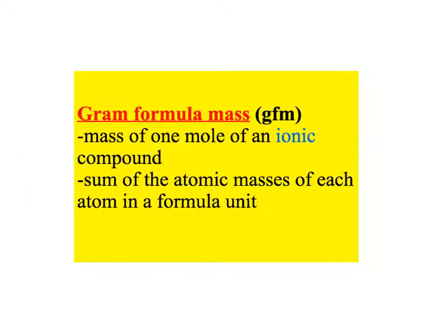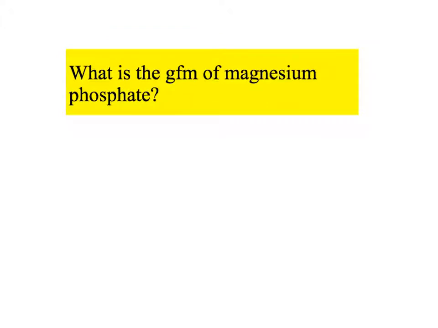The next term is gram formula mass, and it's the exact same thing as gram molecular mass. The only thing that changes is the name. That's literally it. We haven't learned this yet, but this is going to be for ionic compounds. Gram molecular mass was based on covalent compounds. Gram formula mass is based on ionic compounds. The process is the exact same. You're just adding up the atomic masses in a formula unit, which is an ionic compound.